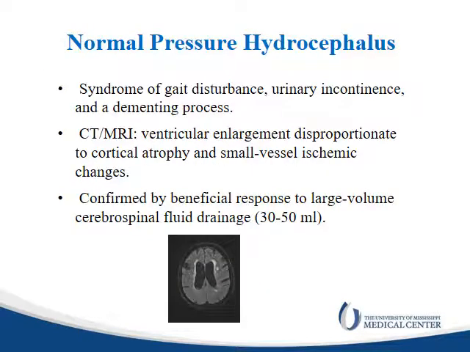Normal pressure hydrocephalus is a syndrome that presents with a combination of gait disturbance, urinary incontinence, and dementia. On imaging, you can see dilated ventricles, which are disproportionate to cortical atrophy. And there's also some small vessel ischemic change along the ventricles.